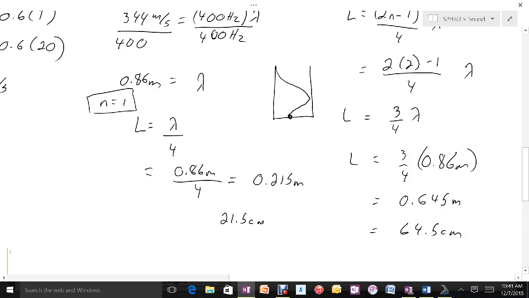64.5 centimeters is getting to be an awfully big pop bottle. So from a strictly physical standpoint, without using common sense, both of these results would be possible. But from a common sense perspective, we can imagine a pop bottle that is 21.5 centimeters tall fairly easily. 64.5 is a little ridiculous, so I'm going to assume that 21.5 is the correct answer.